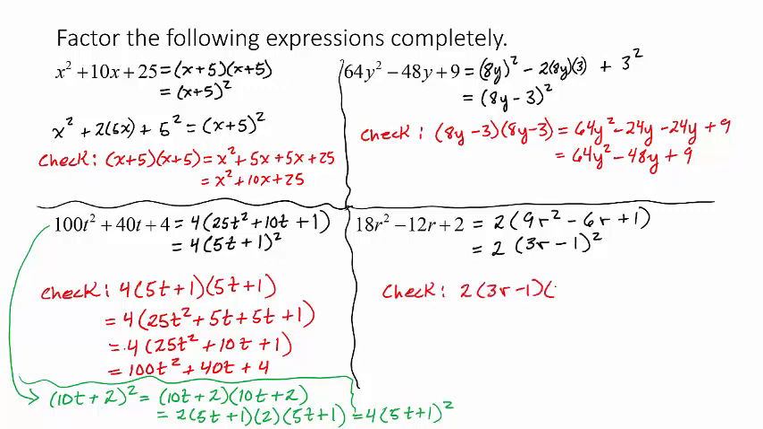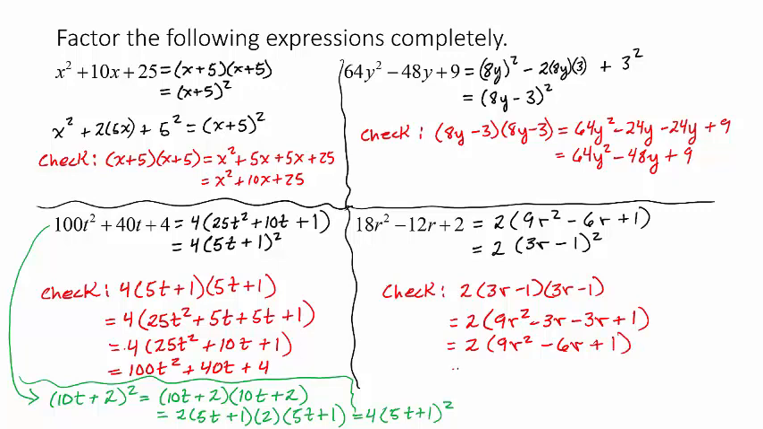So I'm going to expand the 2 times 3r minus 1 times 3r minus 1, and we'll check it here. So leave the 2 alone. We're going to FOIL that. 3r times 3r is 9r squared. 3r times negative 1 is minus 3r, and that will be both our outer and inner term, right, for the middle. And then negative 1 times negative 1 is positive 1. Okay, so we're going to have 2 times 9r squared minus 6r plus 1.